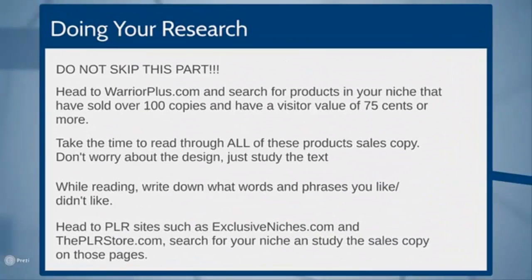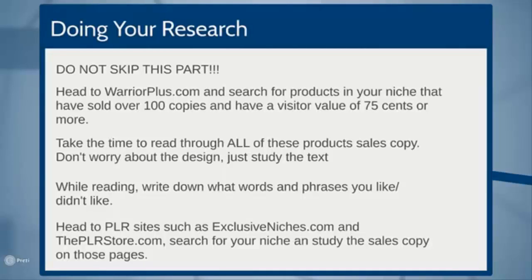Okay, so the first thing that you want to do is head over to warriorplus.com and search for products within your niche that have sold over 100 copies and have a visitor value, which is the same thing as EPC, earnings per click, of 75 cents or more. We want to make sure that they've sold at least 100 copies and the visitor value is at least 75 cents or more, because that shows that the copy is converting. So it'd be good to study the copy that is converting, obviously.